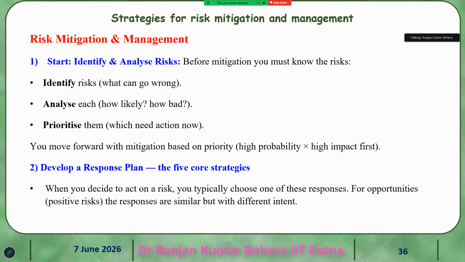Then risk mitigation and management. They identify the risk, what can go wrong, and then analyze each one: how likely it is, how badly it affects, and prioritize them. We need actions. You may move forward with mitigation based on priority, high probability and high impact first. Then develop a response plan, that is called the five core strategies.